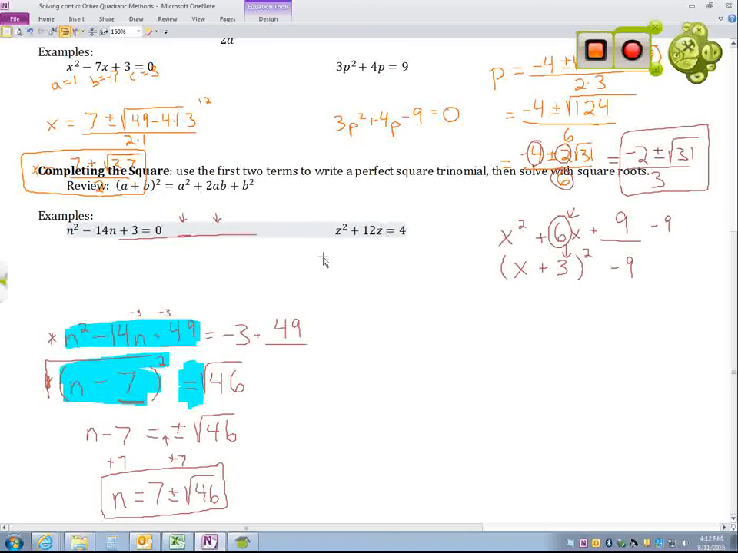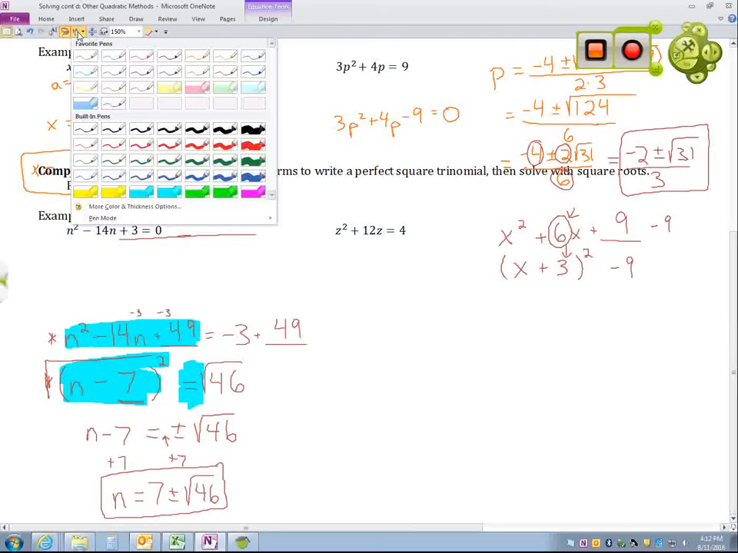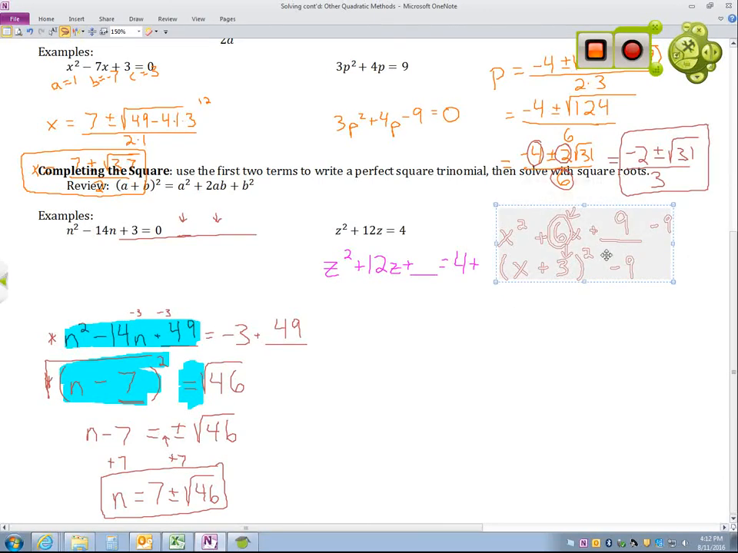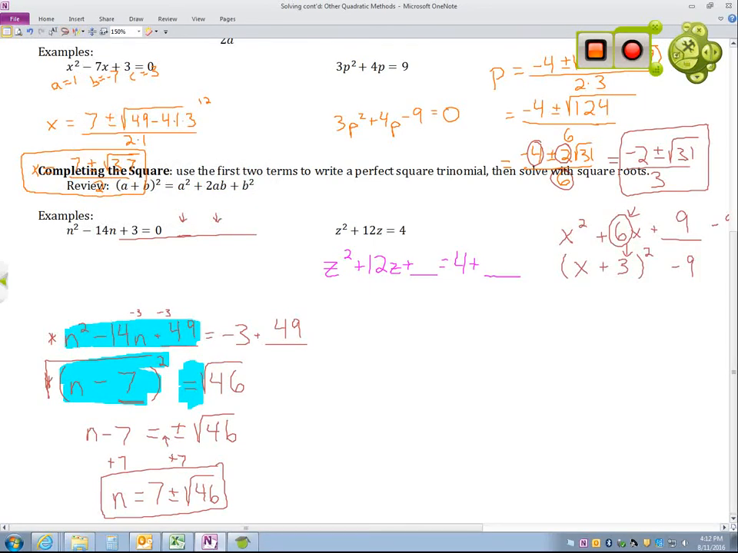So now I'm looking at the z squared plus 12z equals 4. That 4 is already over on the right, so I do need to rewrite this, and I'm going to leave a space for the constant that gets added. So z squared plus 12z plus a blank equals 4 plus blank.